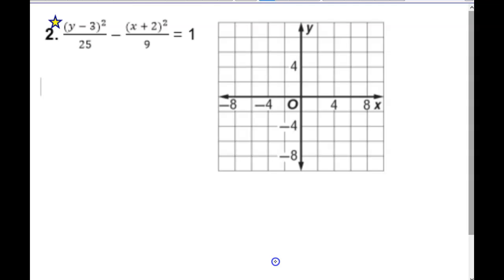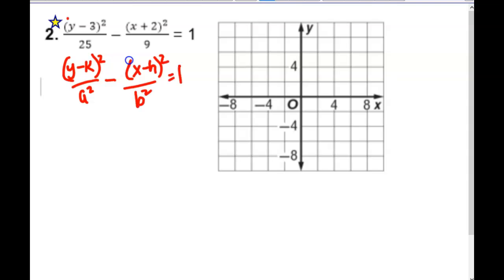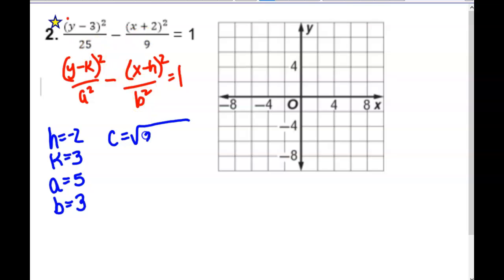All right, what are they trying to do to us now? Yes, we have to slide this left, right, up, down. But be real careful. What's h? H is not 3. Okay, this is y minus k squared over a squared, because it's positive, and this is x minus h squared over b squared. So h is what again? Negative 2, k is positive 3, a is 5, b is, anybody? 3. And then c is the square root of, these are a squared and b squared, so it's 25 plus 9 or 34.